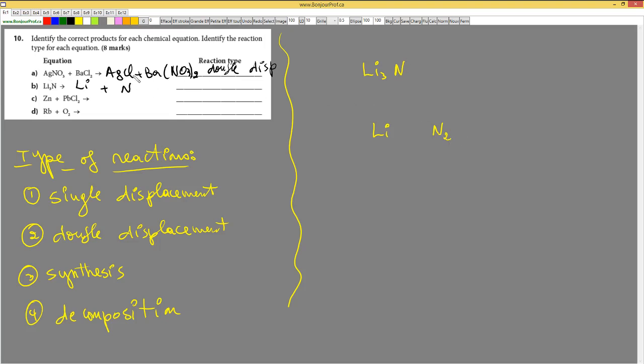I have to balance. I will balance them in the end, because they are saying identify correct products for each identified reaction. We don't have to balance them. But nitrogen doesn't exist alone. If you write it like this, it is incorrect. Why? Because nitrogen doesn't exist alone.